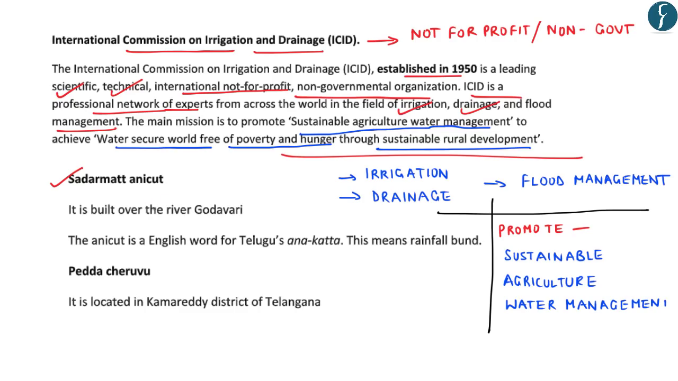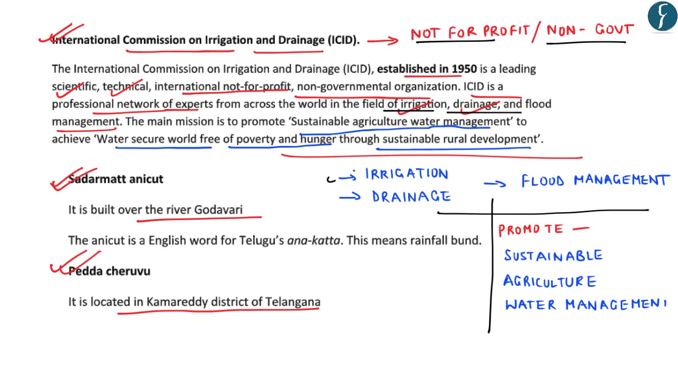Now this Sadarmat Anikat is built over the river Godavari and this Pedda Cheruvu is located in Kamareddy district of Telangana, as has already been mentioned. So this small news becomes extremely important as questions can be asked on Sadarmat Anikat as well as Pedda Cheruvu, since they have been provided heritage tag by this International Commission on Irrigation and Drainage. Also the purpose of the International Commission on Irrigation and Drainage, that it is a not-for-profit and non-governmental organization and it works in the field of irrigation, drainage and flood management. And its main mission is to promote sustainable agriculture and water management to achieve a water secured world free of poverty and hunger through sustainable rural development. So this becomes key information from our exam perspective.